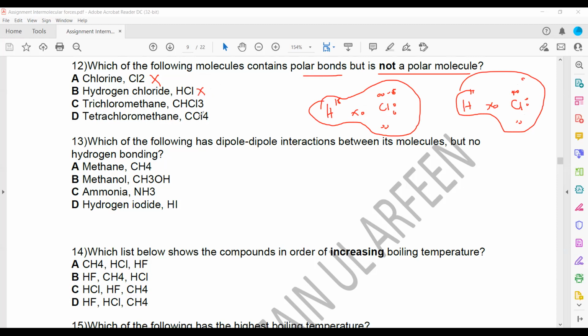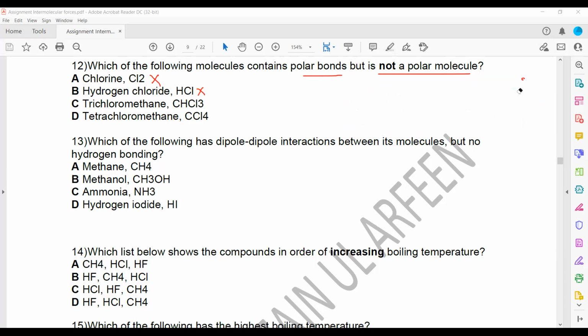Trichloromethane. In trichloromethane, it is an asymmetrical molecule. When two different atoms are there, the bond will be polar. That is correct, the first statement. But the second, the molecule will not be non-polar. The molecule will also be polar because on one side we have chlorine and on the other three hydrogens, so it is asymmetrical. If a molecule does not have symmetry, it will be a polar molecule, as it cannot cancel out the effect of partial positive and negative.